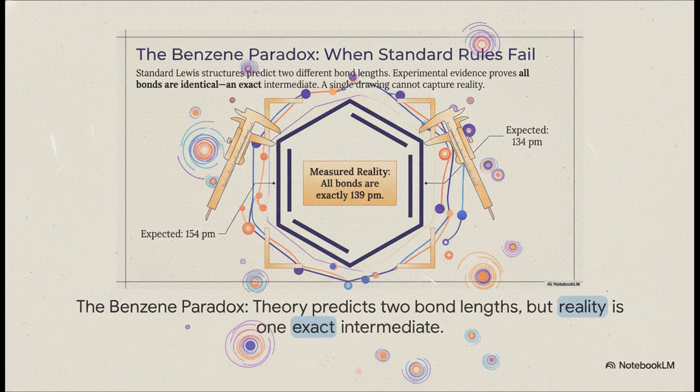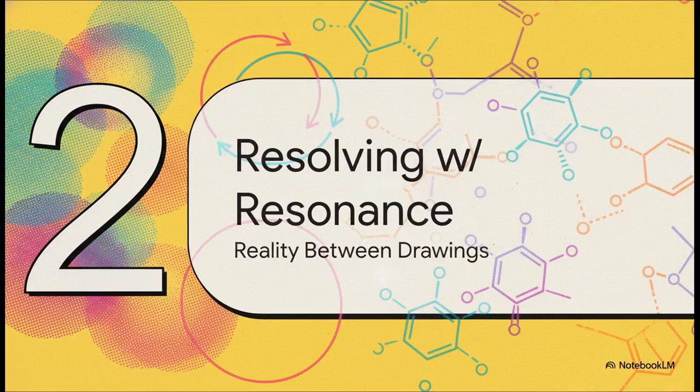But here's the kicker. When scientists actually measured it, that's not what they found. Not even close. All 6 bonds were perfectly identically the same, 139 picometers long, right in between the two. So what gives? Our drawing is wrong. The answer, it turns out, isn't to just pick one drawing. The real solution is to understand that the true nature of the molecule is something in between our drawings. And this, right here, is the core idea of resonance.